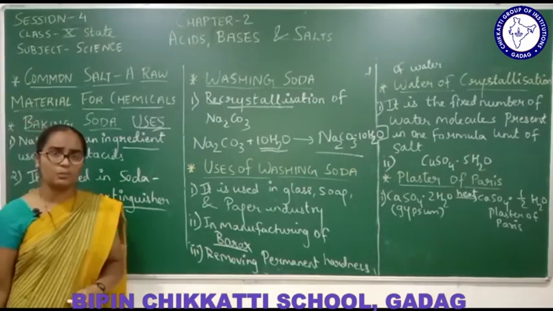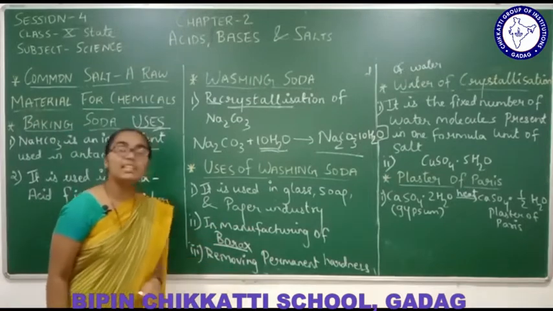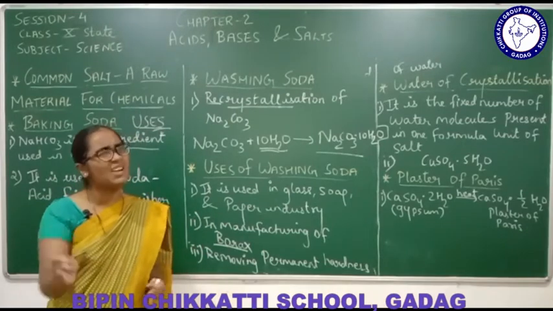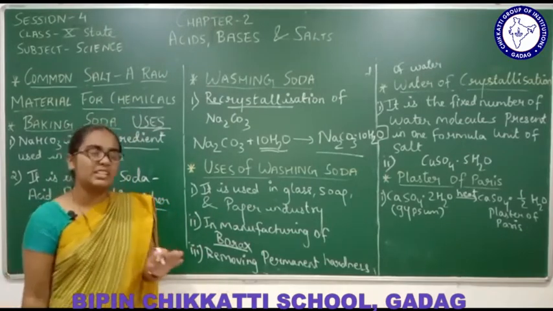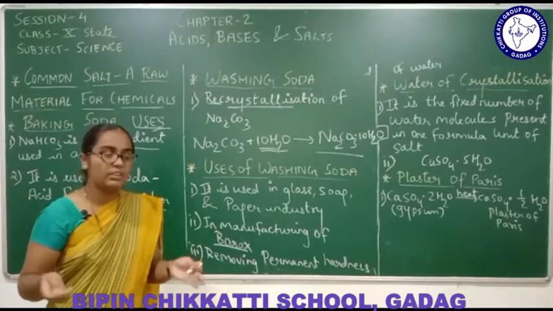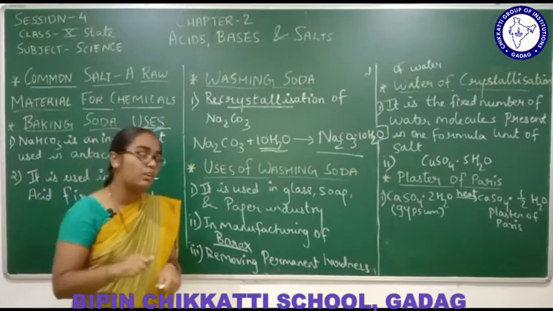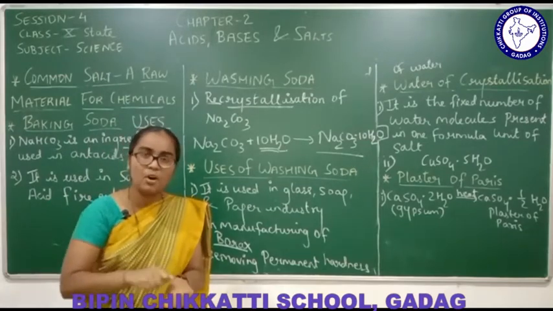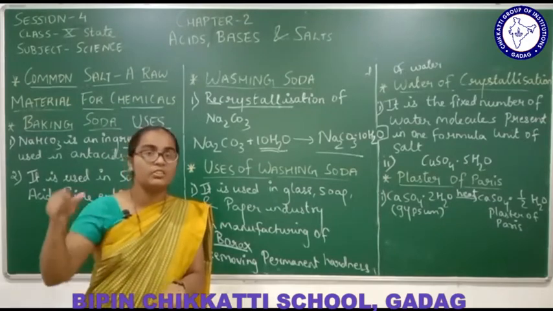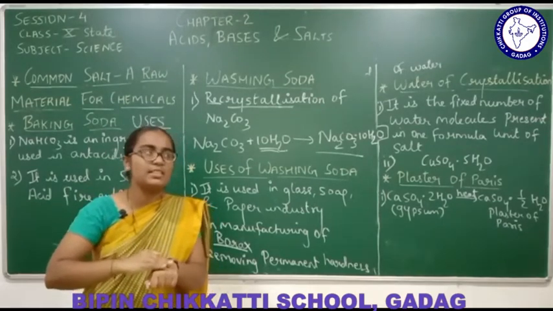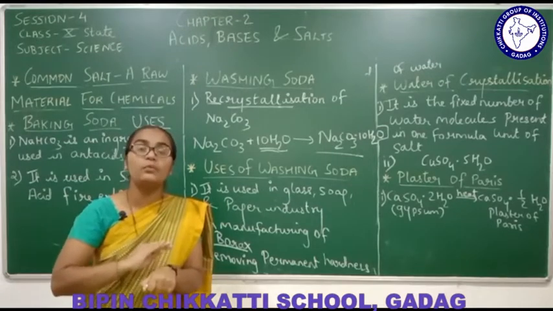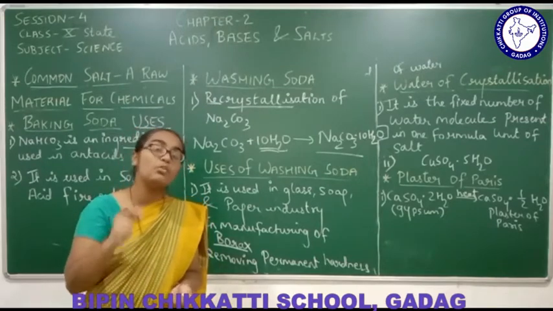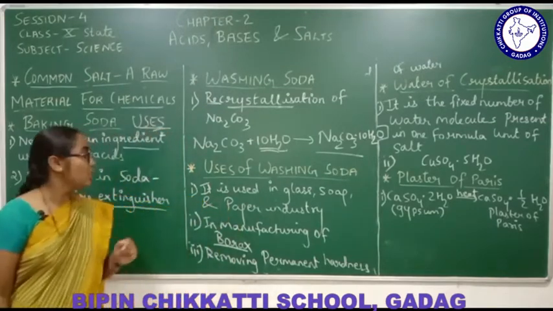Then apart from that, the third point is in removing permanent hardness of water. If I want to convert hard water into soft water, now what is hard water? Hard water is water which contains a number of salts in it. You cannot see the lather or foam from the soap. When you rub on the cloth or on your skin while using hard water, you will see certain scum formation. The lather or the foam will not form over there. Understanding? So hardness of water can be removed by adding washing soda, right? So that is the third use.